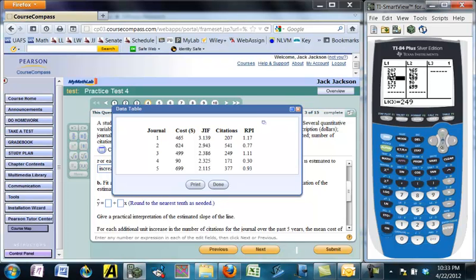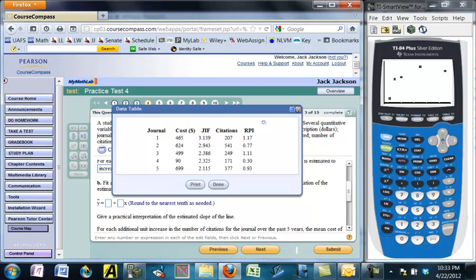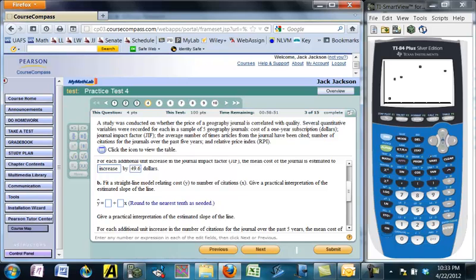Alright, they're in there correctly. Since I've already set up my stat plot the way I need it here, all I really have to do is do zoom 9 and it will graph it. Okay, that's at least a little more relationship that seems better, although this does look like it maybe goes up and comes back down. Looks like a quadratic might be a better fit, but a linear relationship may be at least more reasonable here.